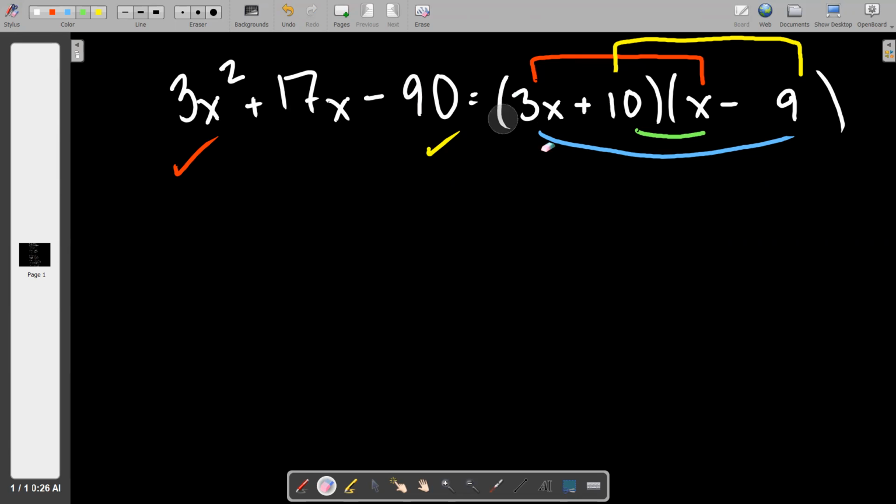If you have everyone right where you want them, then just change the plus and minus to a minus plus. Now, what do the greens make? What do the blues make? 27. What's negative 10 plus 27? Jackpot.